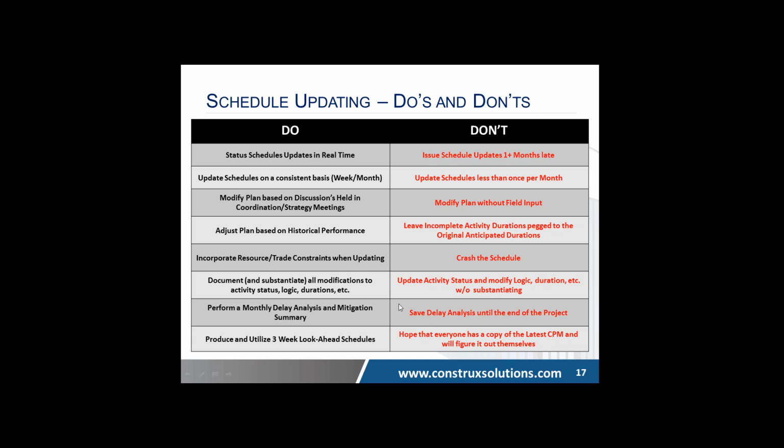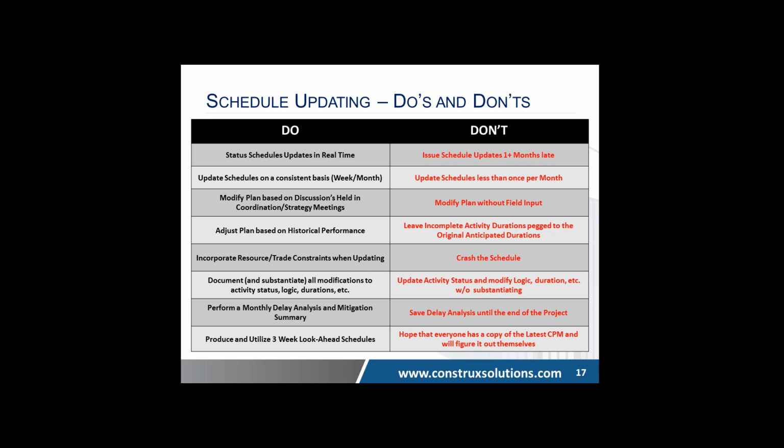And then I'd say produce 3-week look-ahead schedules. This is important to keep the people in the field on the same page and not have a whole stack of papers to look at. Those always get thrown in the trash. A 3-week look-ahead could be a couple pages. It's very simple. It's about managing the people in real time. It's based on your most recent CPM schedule update.